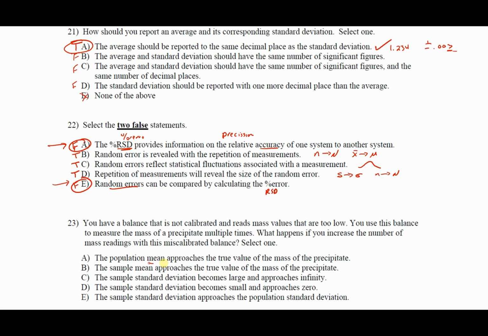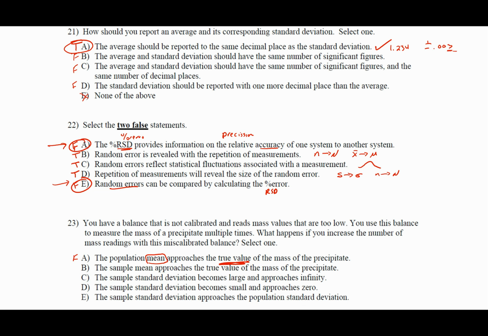The mean, right, the average weight will never approach the true value because it's miscalibrated, right? So if the true mass of someone is 100 pounds and your balance is reading them 80, you'll get closer to 80, 80, 80 every time. So that's not going to work, right? Because you're miscalibrated. Specifically, it talks about accuracy. So you'll never get the true value, which is accuracy.